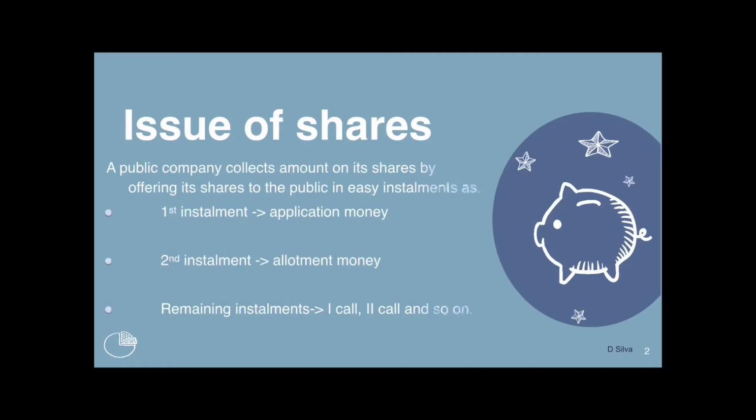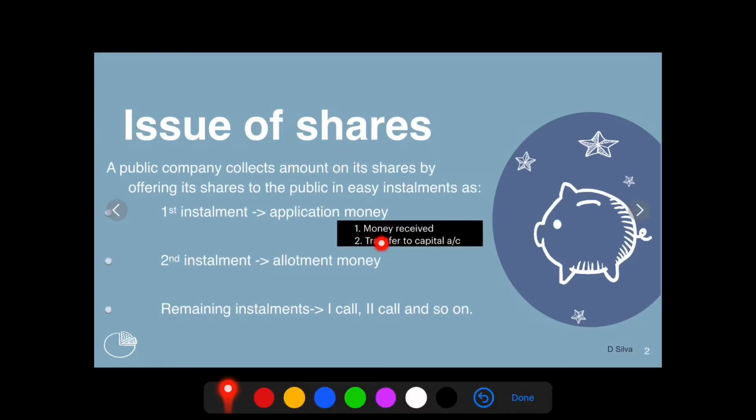So the first installment is called application money, the second installment is called allotment money, and the third installment is called the first call, the second call, and so on, or we will call it the remaining installments. Now, when we are talking about the first installment, students, you need to remember that there are two journal entries. So, kindly follow your notes. The first journal entry is for the money being received, and the second journal entry is for the transfer of money received on application to the share capital account.